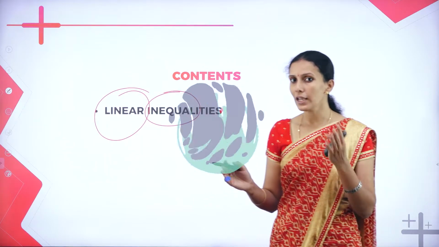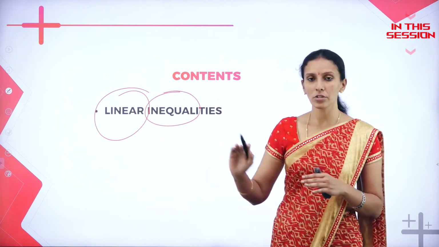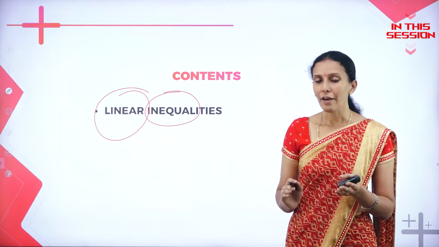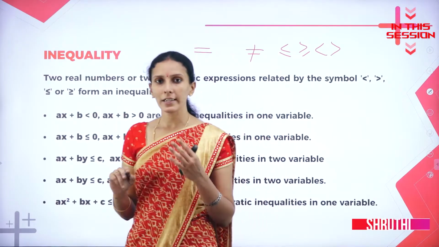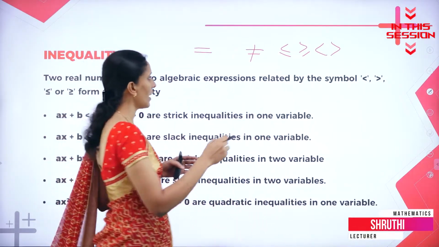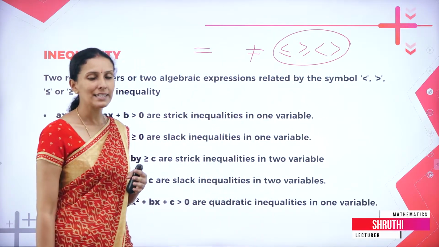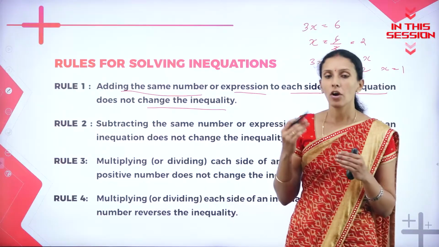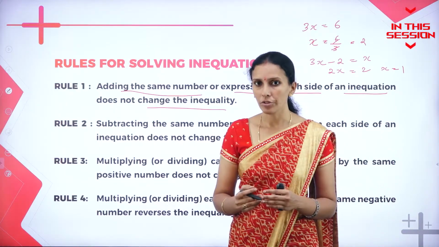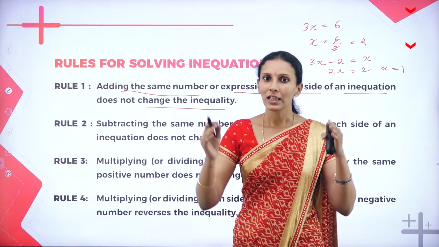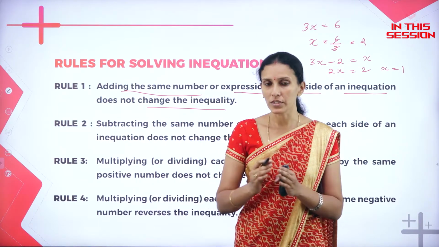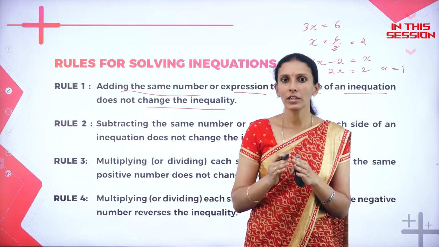According to polynomial, linear means an algebraic expression or a polynomial having degree 1. So when the equality symbol is replaced by any of these values, they are called linear inequalities. When you are going to solve an inequation, you are supposed to add the same number on both sides so that it will not change the inequality.